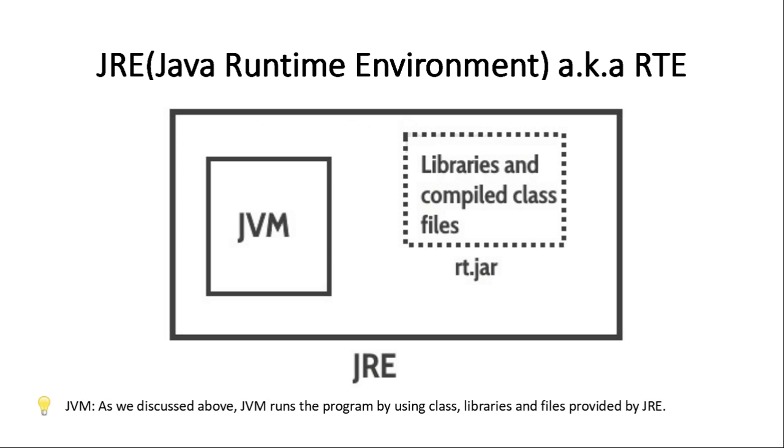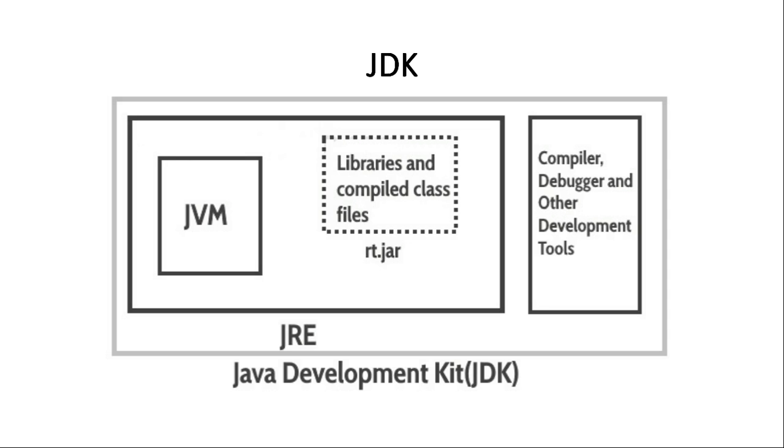As we saw in a previous video, we used the javac command, which you cannot do with the JRE. For that you need the JDK. So we'll move to the JDK. JDK stands for Java Development Kit. It is a superset of the JRE. It contains everything that the JRE has, along with development tools such as the compiler, debugger, etc.